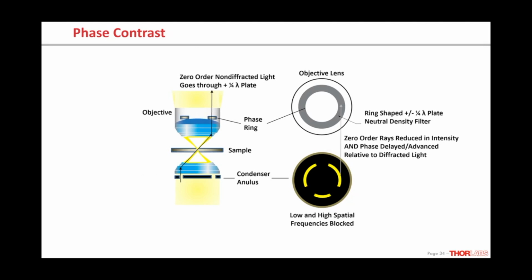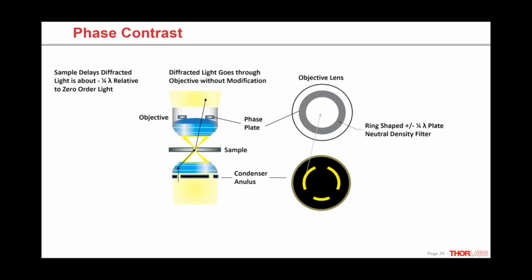In this setup, zero order non-diffracted light passes directly through the sample and passes exclusively through the phase ring of the objective, where it's subjected to the phase plate and the neutral density filter.